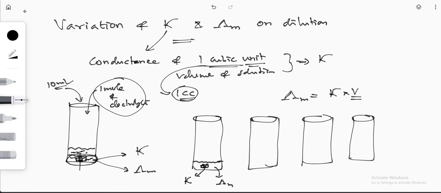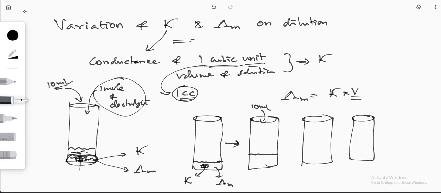So within that cube we have some solution. That solution shows some conductance, that is nothing but kappa. The conductance of the entire solution is lambda m. Now what I am going to do is add 10 ml of water. First I will add 10 ml of water. If you add 10 ml of water, what will happen? The volume will increase.